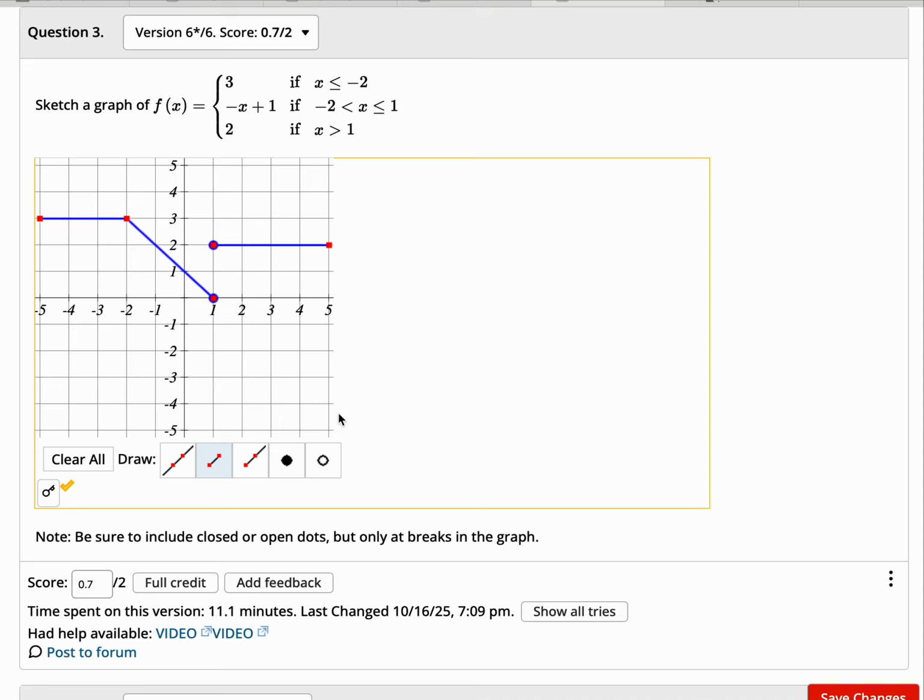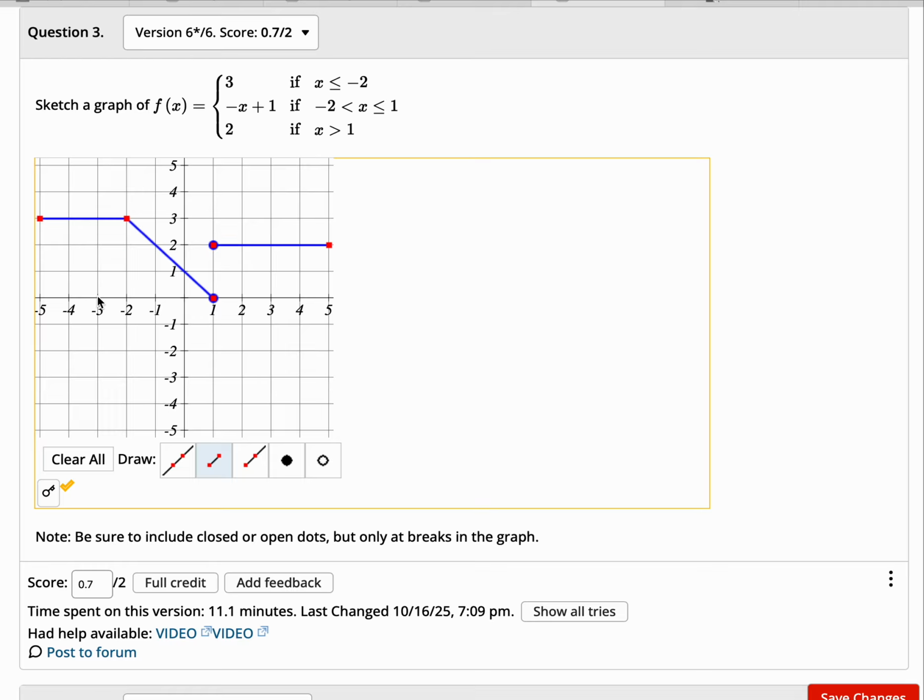Okay, it looks like you're having issues with the endpoints on this one, which is what I have in that other video that I added in the message. So right here, you're supposed to be careful to include the closed and open dots, but only at the breaks in the graph. And the way that you know which one is closed and which one is open is by looking at the equals at the point where there's a break.